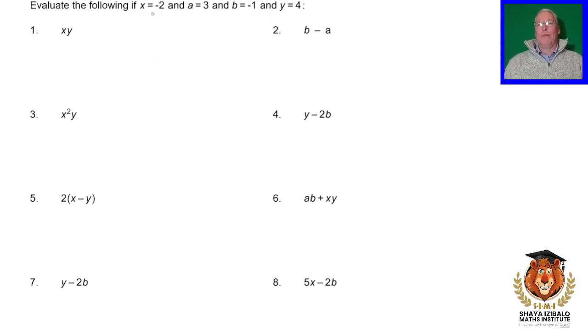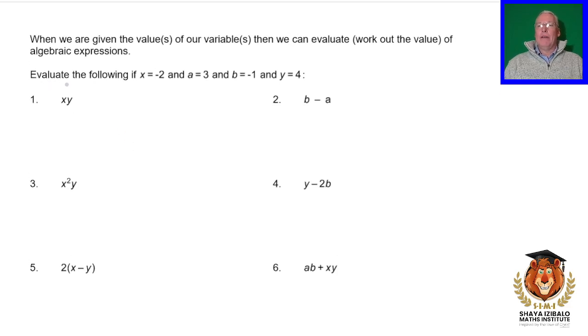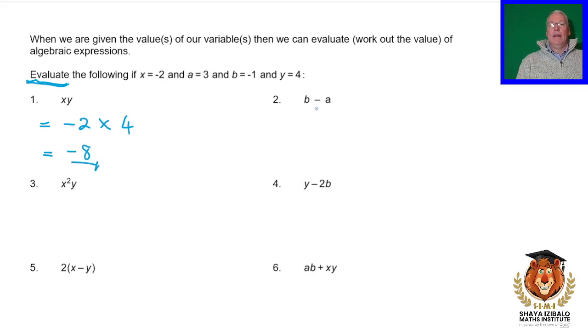So we've got 4 different variables here, x and a and b and y. And it says evaluate. Now evaluate means find the value of xy. What does xy mean? xy means x times y. x is negative 2 and y is 4. What's negative 2 times 4? Negative 8. This is good practice for our integers. b subtract a. Now b is negative 1. Now we need to subtract. a is 3. Negative 1 subtract 3, negative 4.